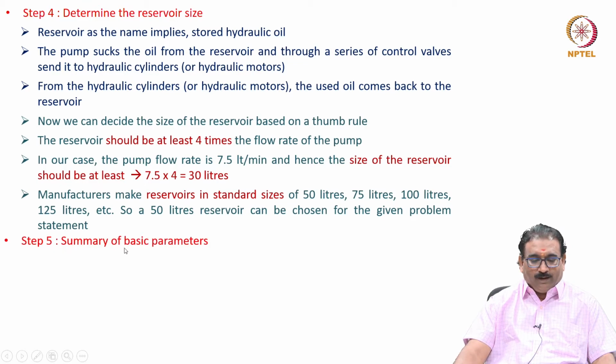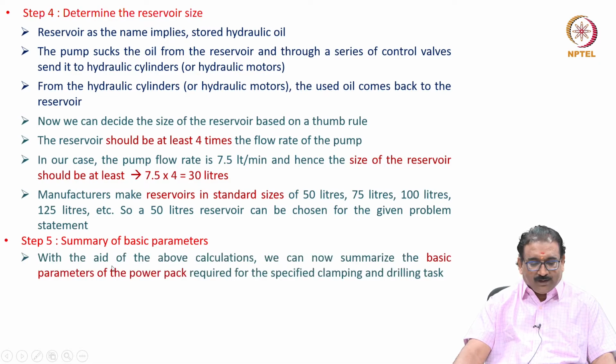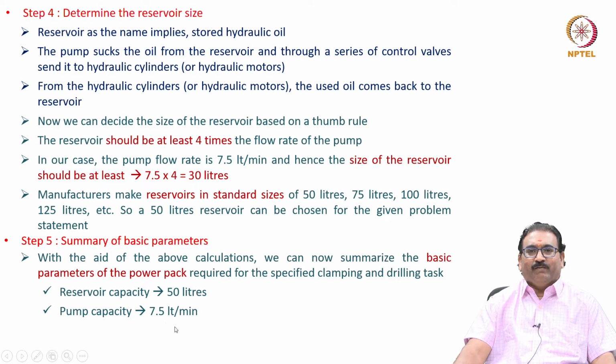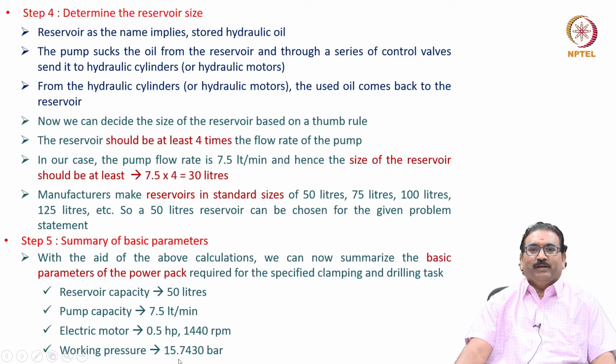Step 5, summary of basic parameters. With the aid of the above calculations, we can now summarize the basic parameters of the power pack required for the specific task like a clamping and a drilling task. Reservoir capacity is 50 liters, pump capacity is 7.5 liters per minute, electric motor is 0.5 HP at a speed of 1440 rpm, working pressure is 15.7430 bar.